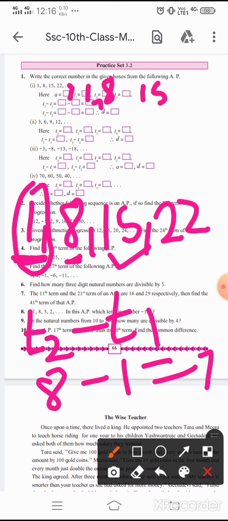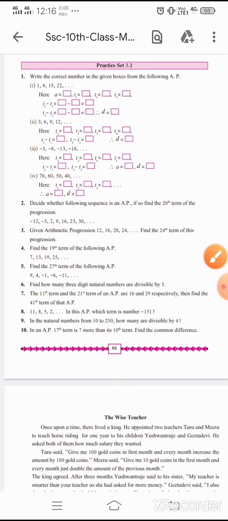Okay, यहाँ पे क्या लिखोगे आप, 8 minus 1, you will get 7. Again just T3, 15 minus 8, again 7. So you are having common difference 7. Is it clear to you all? Likewise, you'll have to solve the second, third and fourth one also. I think this is easy now, right? The same thing I have done in 3.1 also, right?